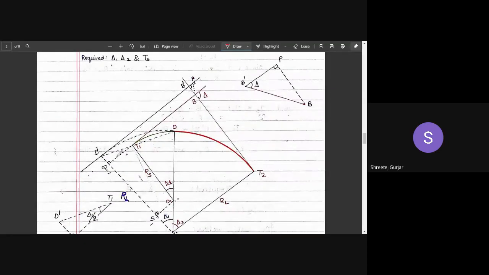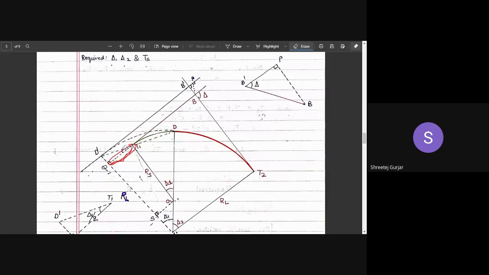To calculate this distance T1Q, we will consider the whole length BQ, and we will consider this whole length BQ minus BT1. We will be left with T1Q: the whole length BQ minus BT1.